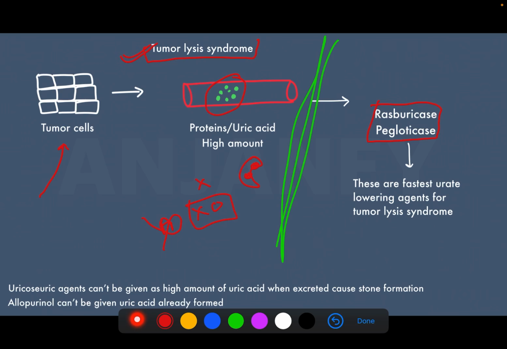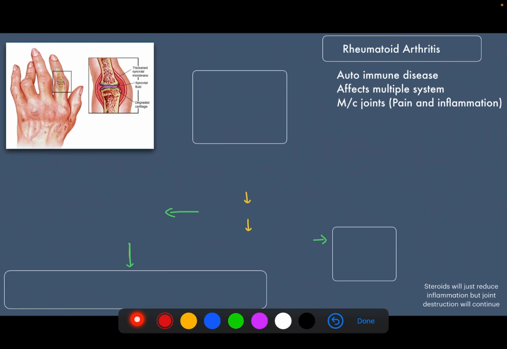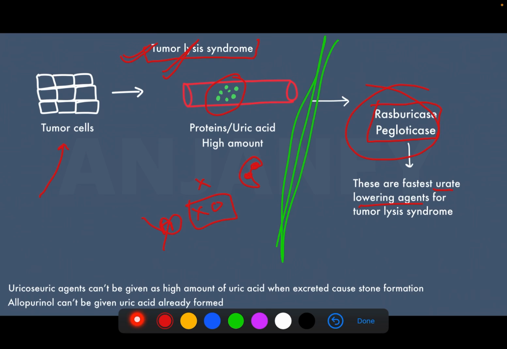So these are the fastest urate lowering agents. They will work at a faster rate. But why? Because we didn't want kidney stones, so that's why we didn't give uricosuric agents. So in tumor lysis syndrome, what kind of drugs are we giving? Rasburicase and pegloticase. Done. So that was all for today.